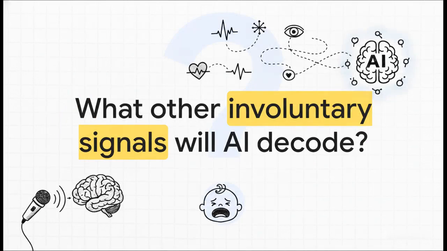It really makes you stop and wonder, doesn't it? If a standard microphone and a well-trained neural network can reliably decode the distress signals of a newborn, what exactly comes next? As AI deepens its ability to decode human biology, what other involuntary signals will our smart environment soon learn to interpret?